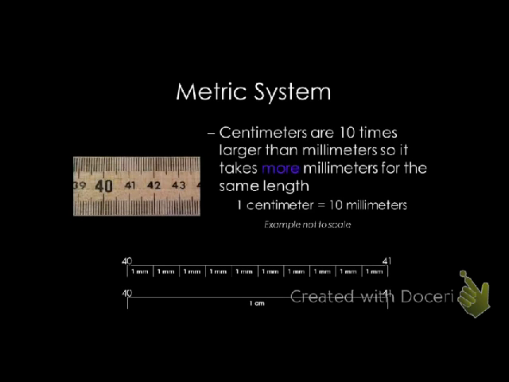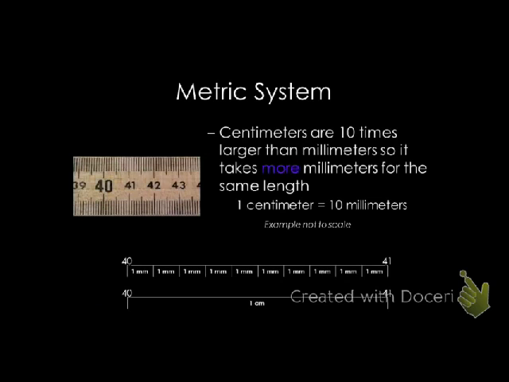To show you an example of that, if we were to look at the metric side of a regular ruler, we would see that there are some markings. On one side we have the customary 1 to 12 inches. However, on the other side, there are markings which measure centimeters and then also millimeters.